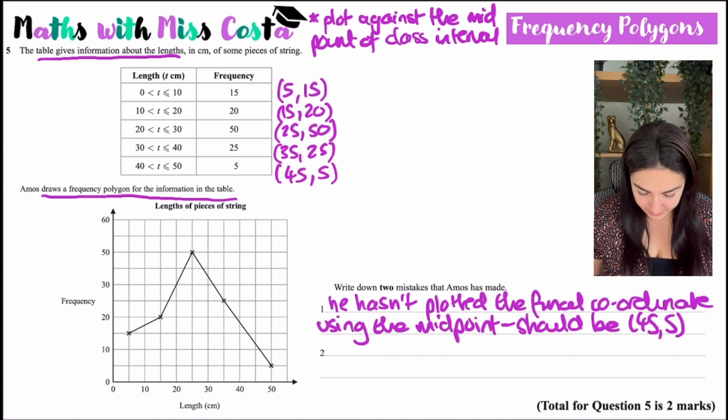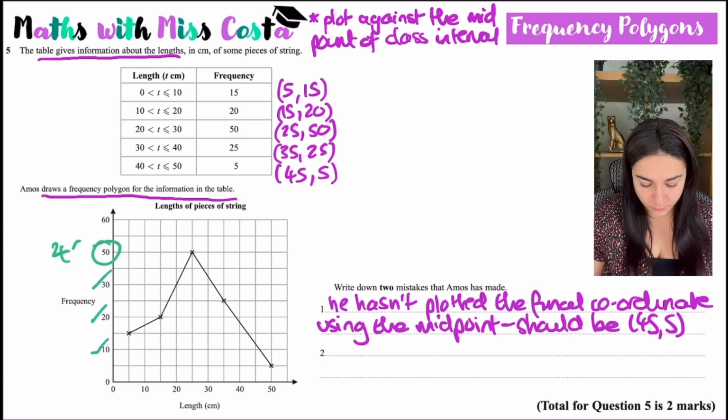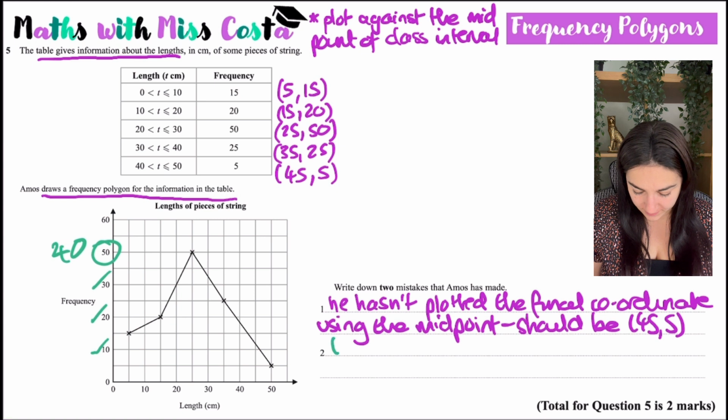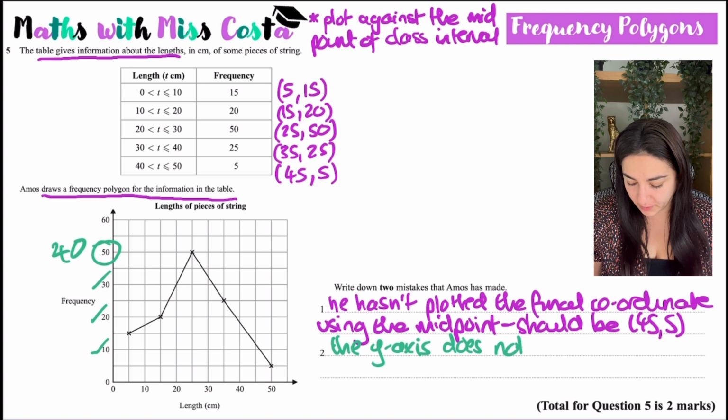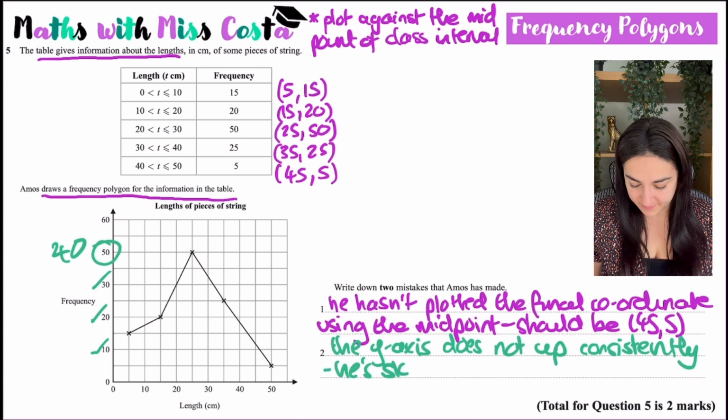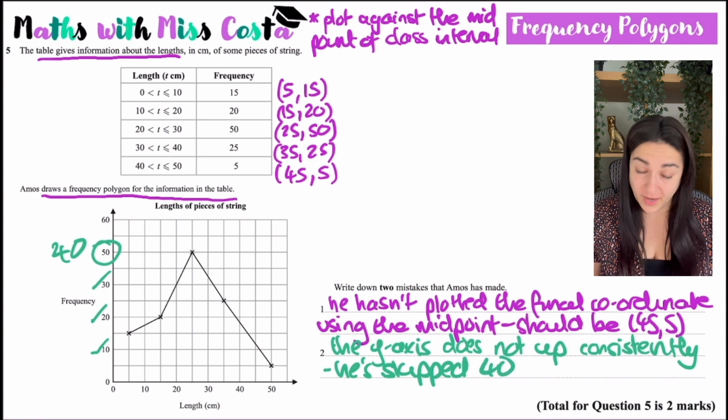And then what else? Okay, so let's have a look at what else is going on. So it's called frequency. And then let's look at the scales. Usually there's something with a scale. So it's going up in 10, 20, 30. Okay, so this here should be 40 if it's going up in tens. Your scale always has to go up in a consistent amount. So the y-axis does not go up consistently. He skipped 40 by accident, I'm assuming. And those would be the mistakes that he's made.